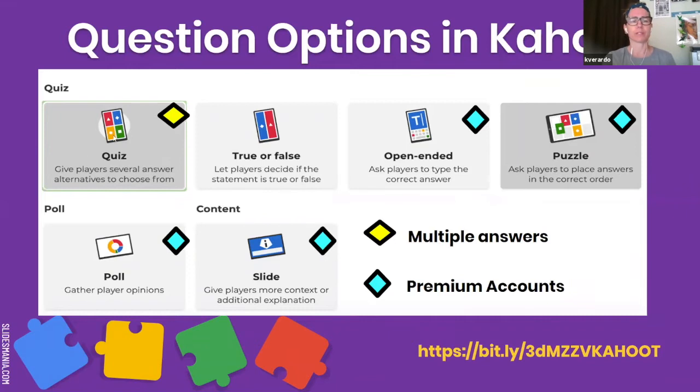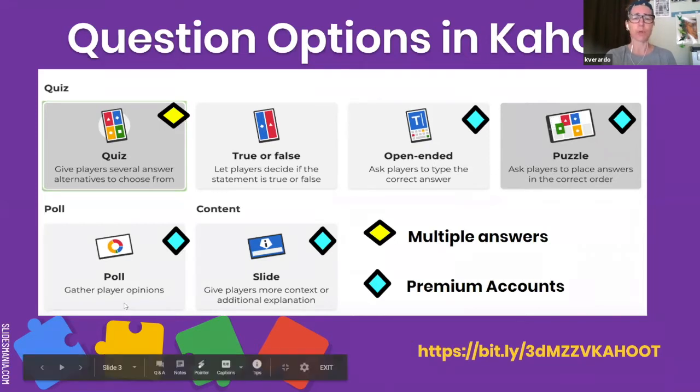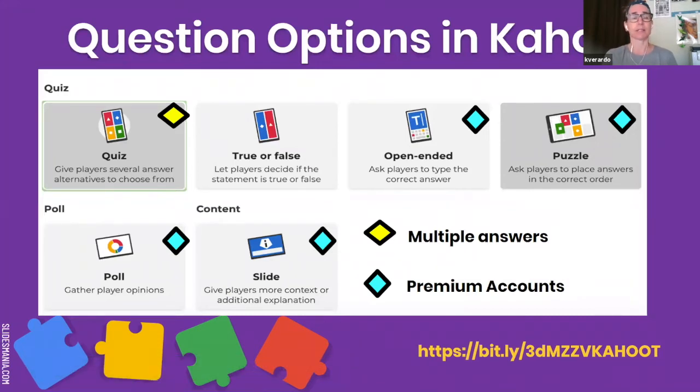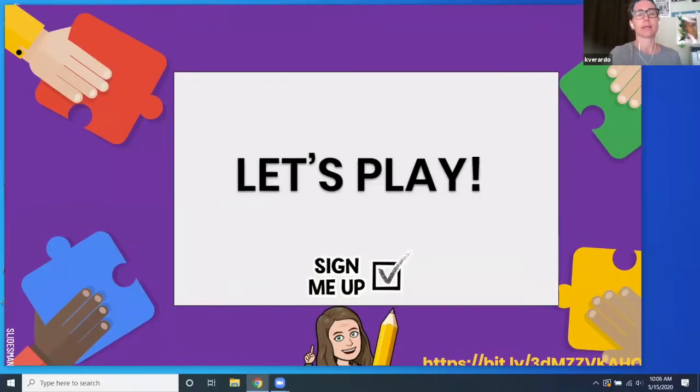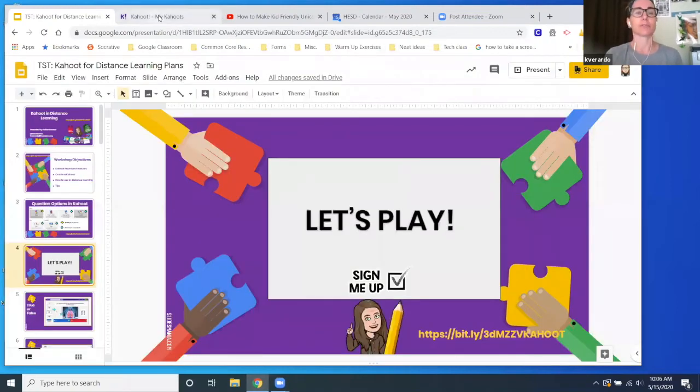One of the things that I discovered actually with quiz, normally I thought you could only have one acceptable answer per question, but actually you can have multiple. In the premium, you have open-ended, puzzle, poll, and slide. And again, we're going to play a quick Kahoot so you can see how they work. And then, like I said, I'm going to go through each one, and then we're going to make one Kahoot together. So let's go ahead and go to Kahoot.